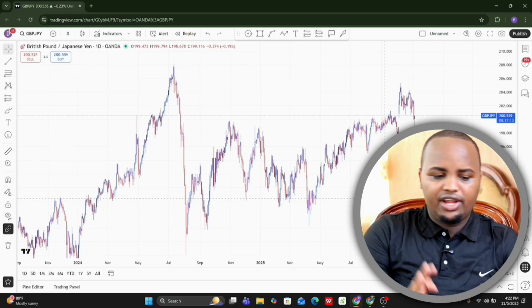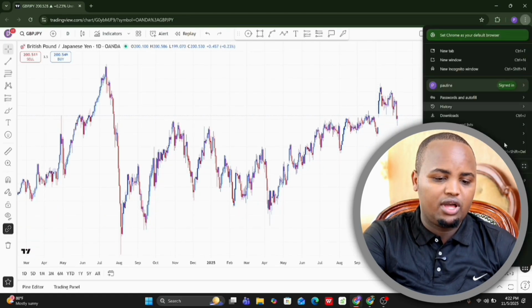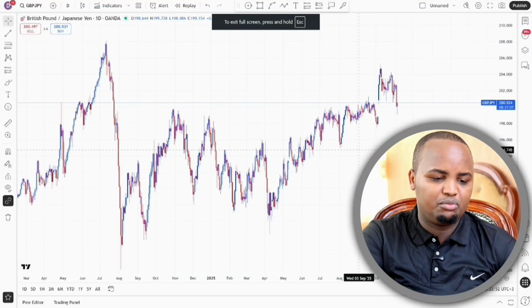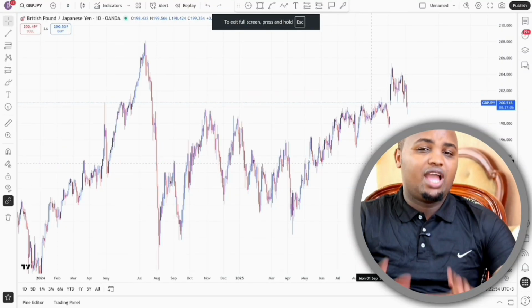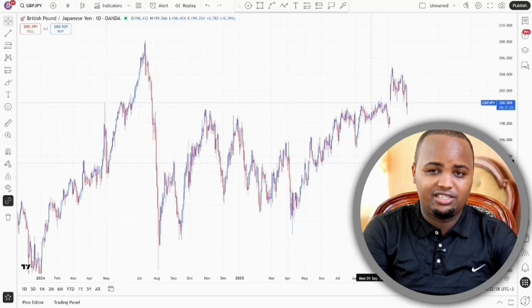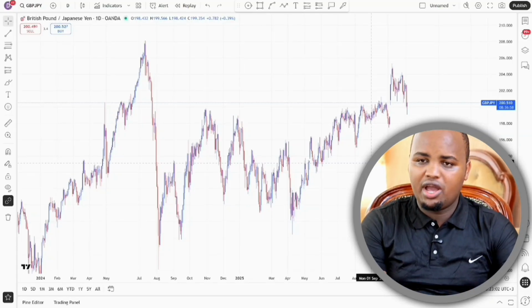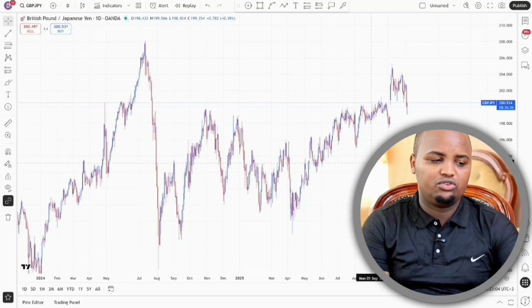Now, as you can see right here on my screen, I have GBP JPY. And the big thing about the GBP JPY, the first thing that we actually have to start with, is knowing and identifying where the trend is going. Where is the trend of the GBP JPY going? That is where you have to start.